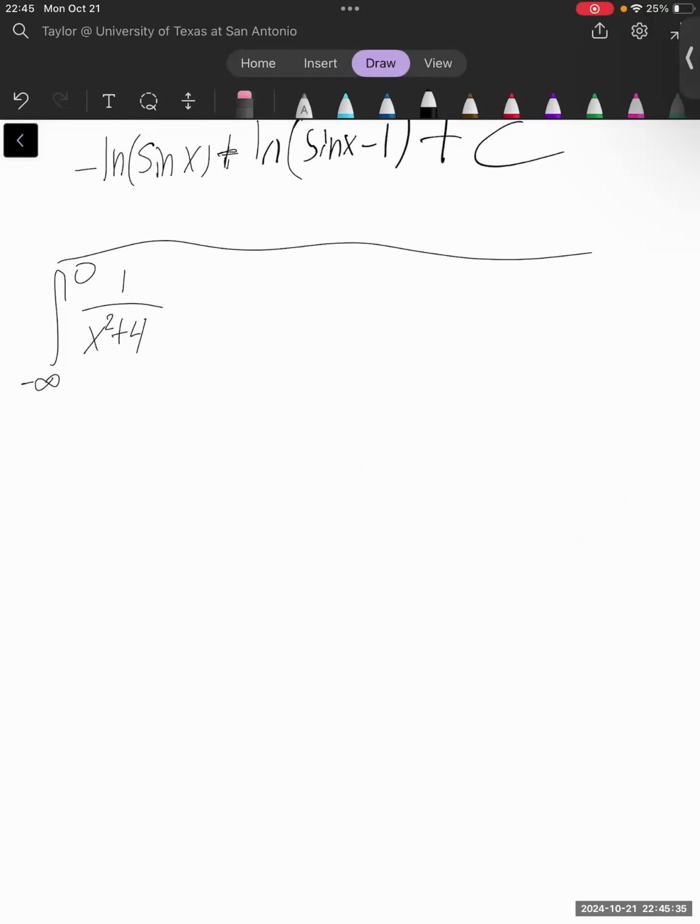All right, so on to the next topic. The next topic is covering improper integrals. And so the first example we have here is the integral from negative infinity to 0 of 1 over x squared plus 4.